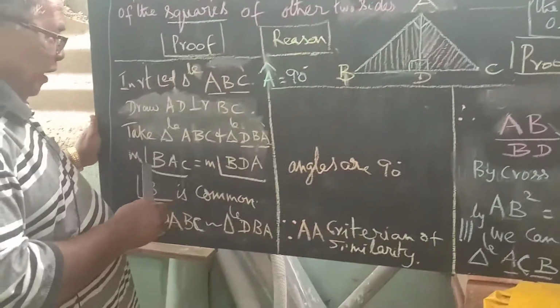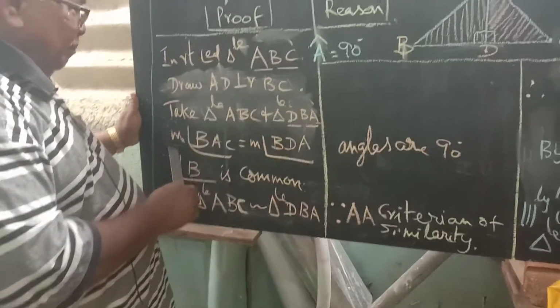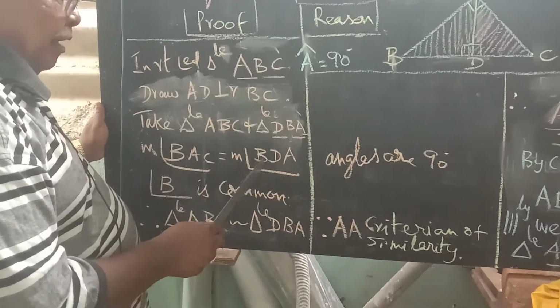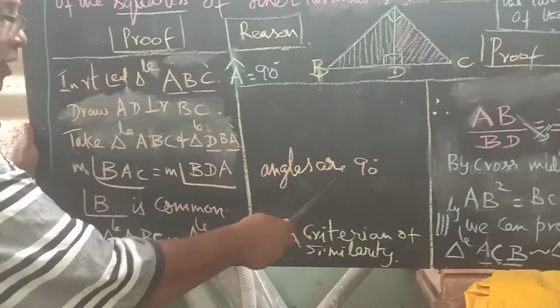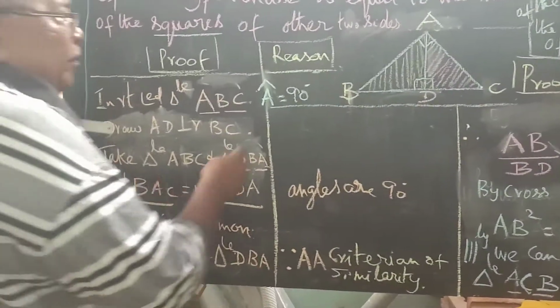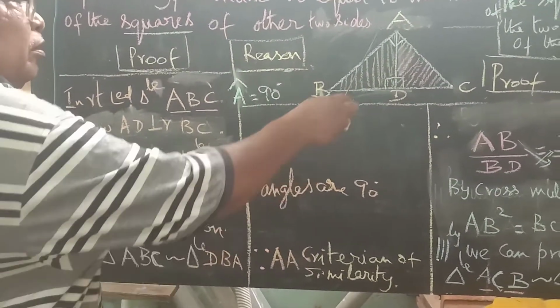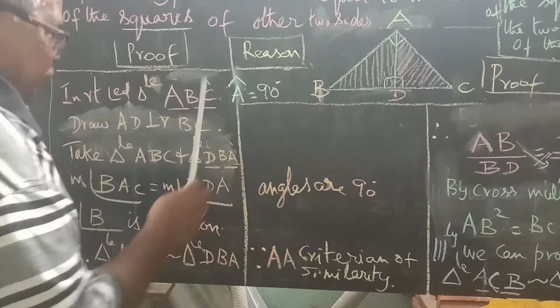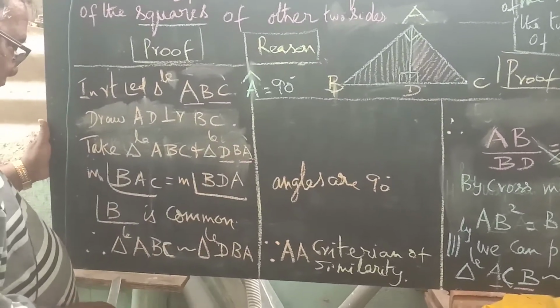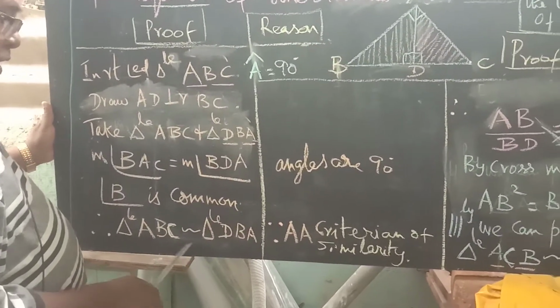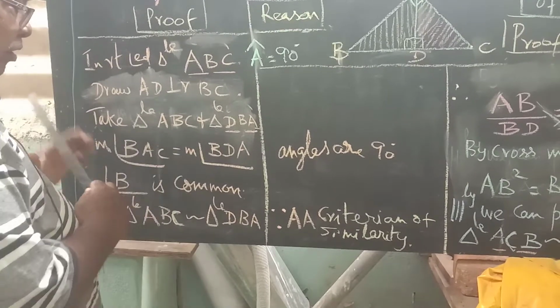Now I am saying here angle BAC is equal to angle BDA, that is, both angles are 90 degrees. That is the reason; here I am writing the reason. Angle B is common to the bigger triangle and the smaller triangle. Then we can say the triangle ABC is here.